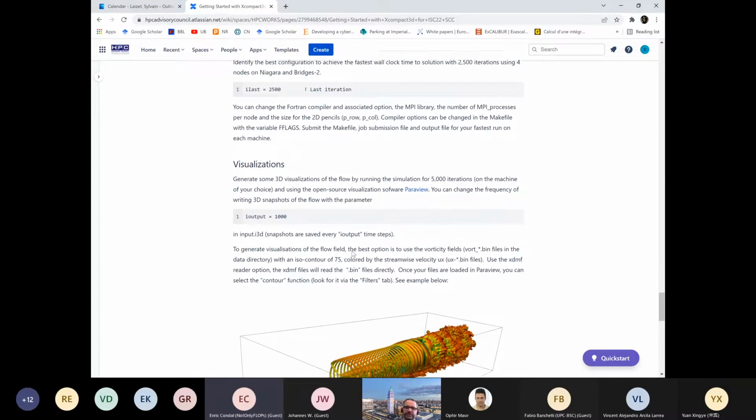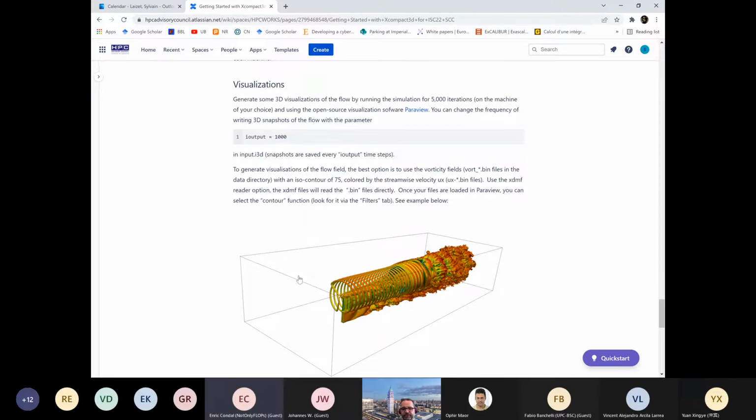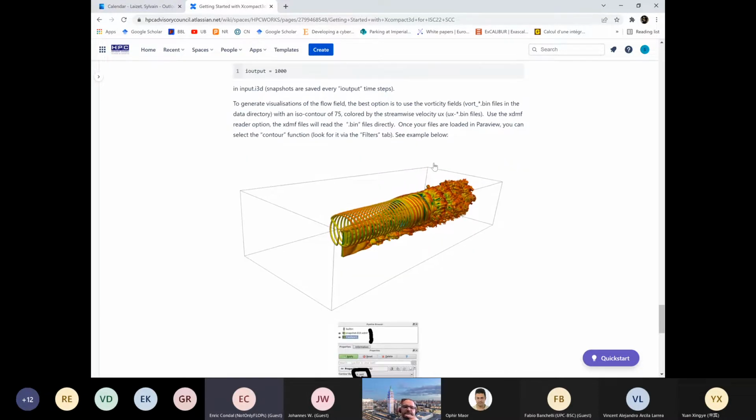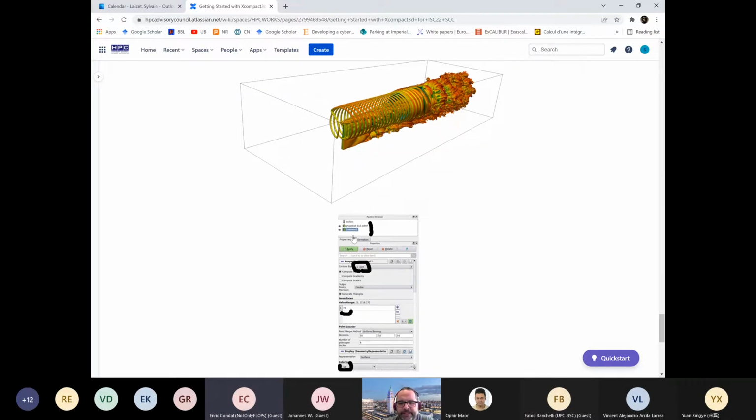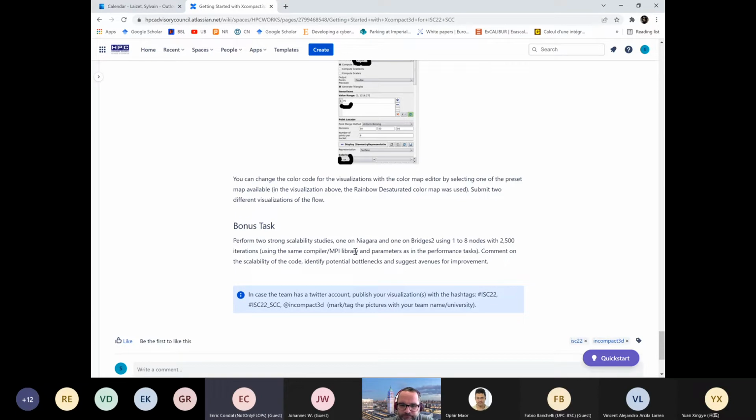There is also a section about producing some nice visualization of the flow. So you have all the information here. This is done with the software called ParaView, which is very easy to use. You have all the instructions here, and you should be able to produce some nice visualizations. And even if you have time and the resources, you should be able to produce some nice movies, so you can see the turbulence moving as in my presentation.